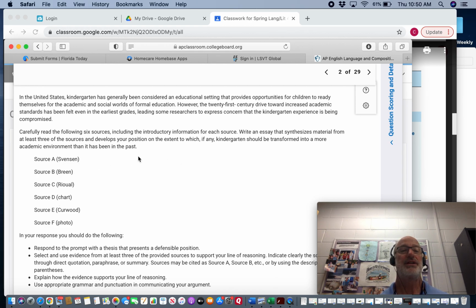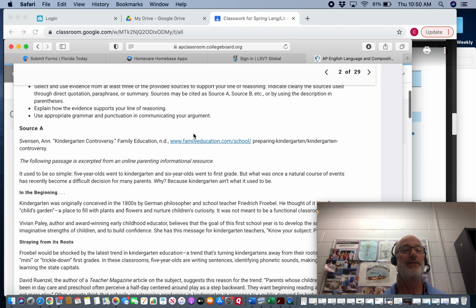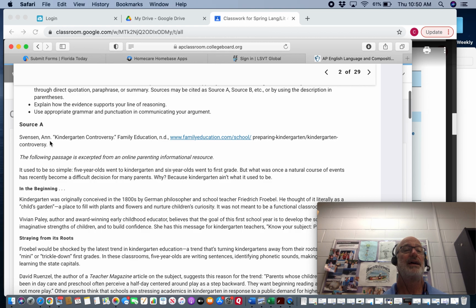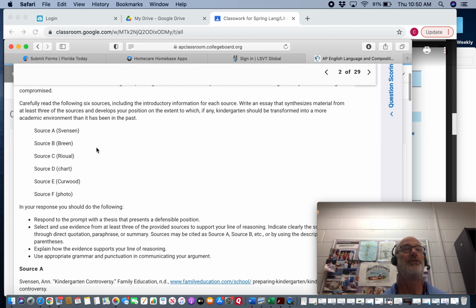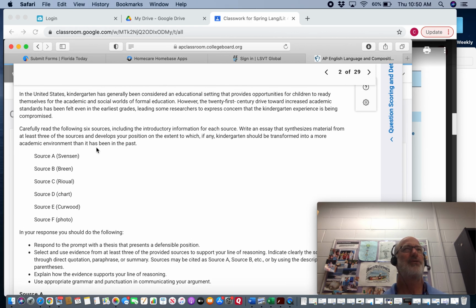So we know there are 6 sources, and they suggest that you read the introductory information too. That gives you an idea whether a source is valid. For example, in source A, Ann Svensson, "Kindergarten Controversy" of Family Education. This is a website, online parenting. Is it valid? You're going to have to determine that. So you would have to think about the source and what they're saying. Is this something that's objective, subjective? You have to qualify your use of those types of sources. That's why the introductory information comes into play there.